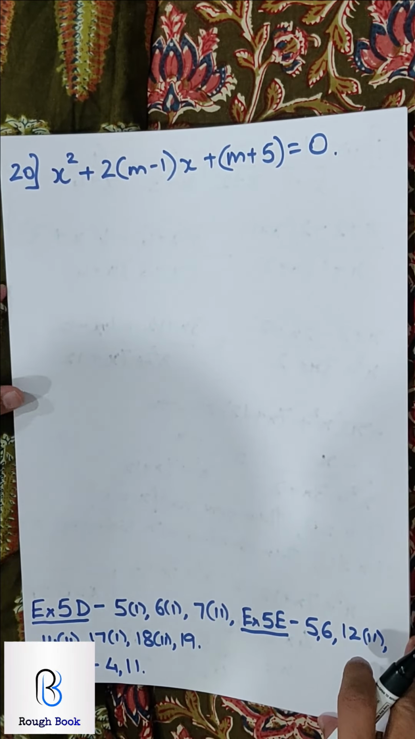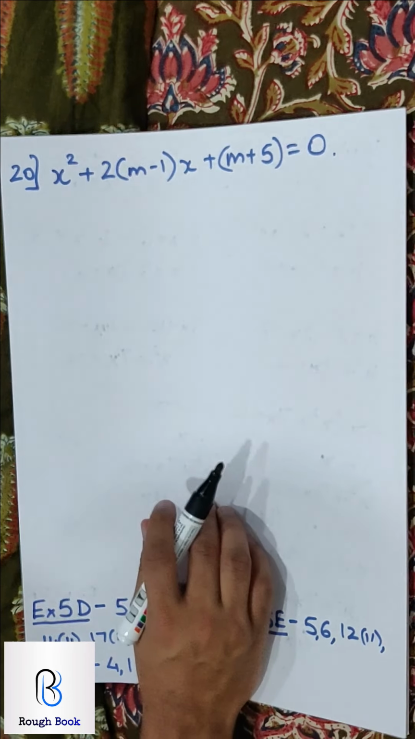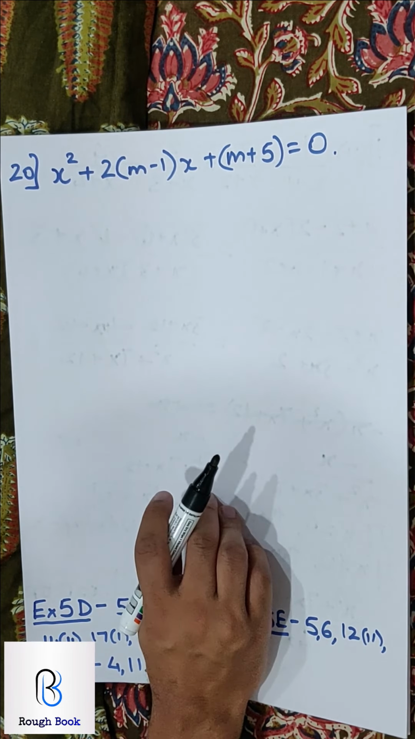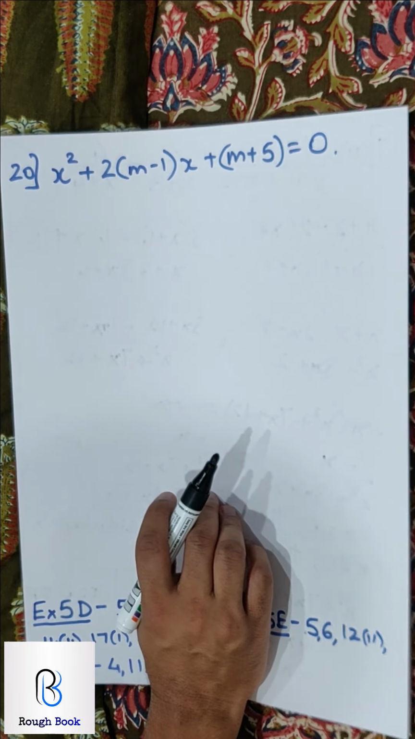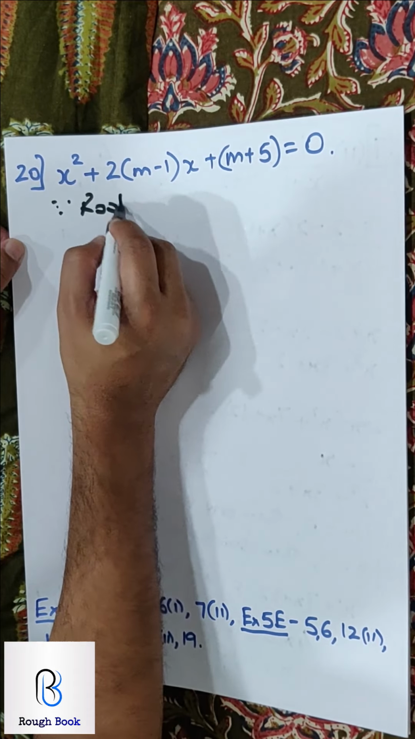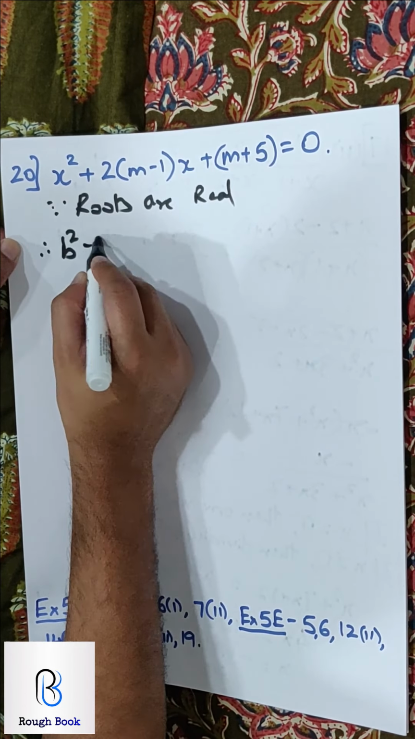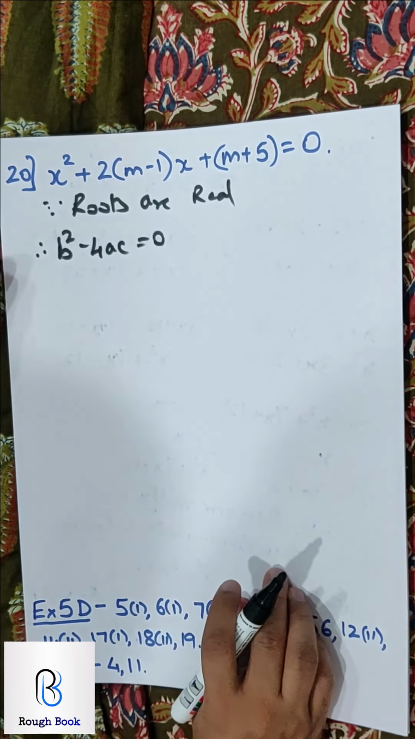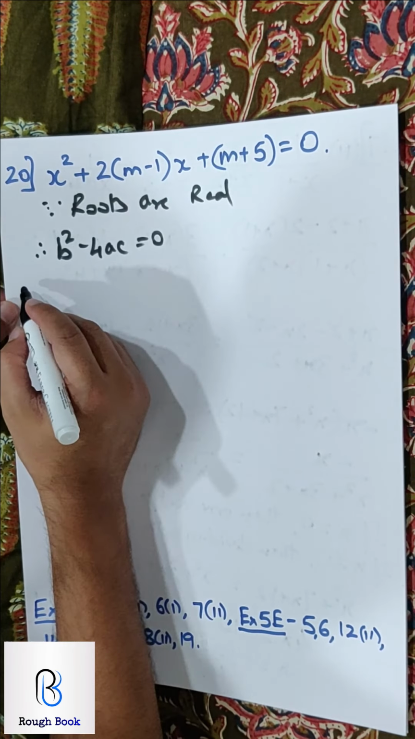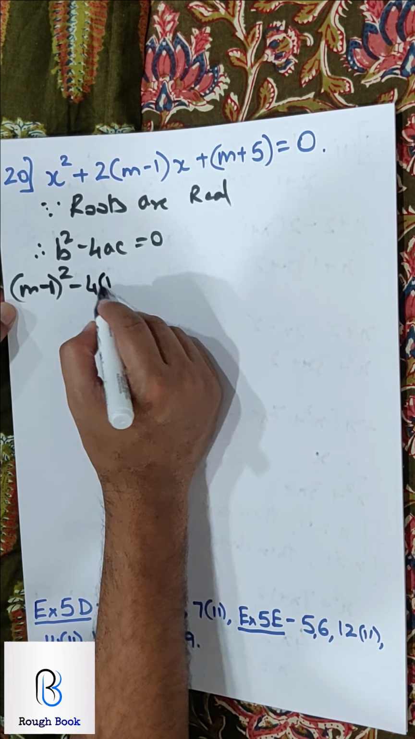So 20. They say again the roots are equal. So when the roots are equal, you know how to solve it. Go ahead, quickly get me the answer. Take the discriminant. So say since roots are real, therefore b square minus 4ac equals 0. So what will I get? B square is m minus 1 the whole square, 4 into a into c.